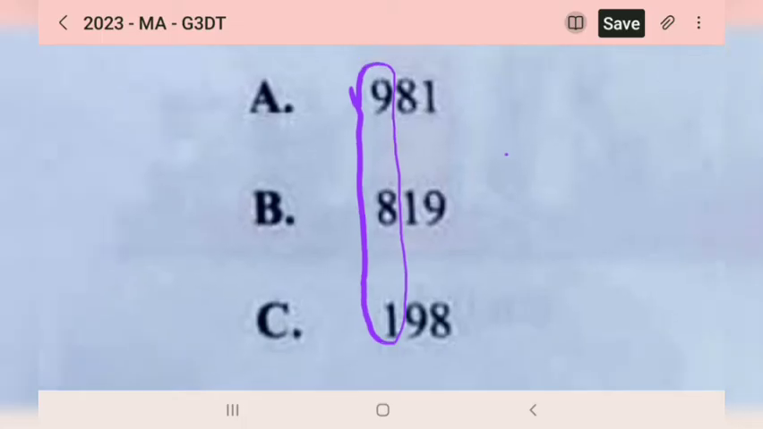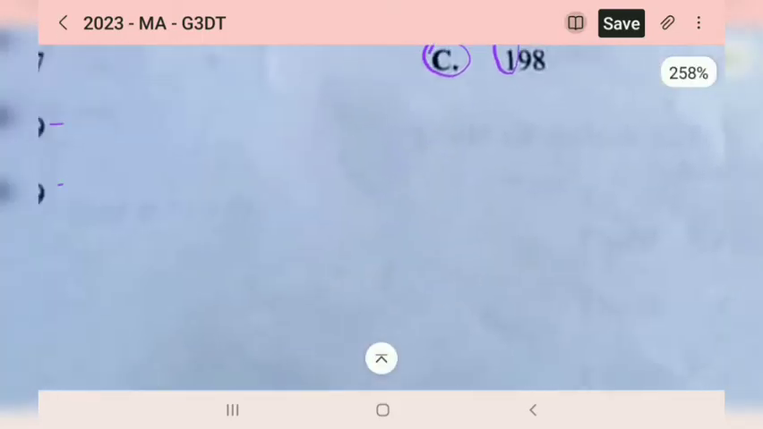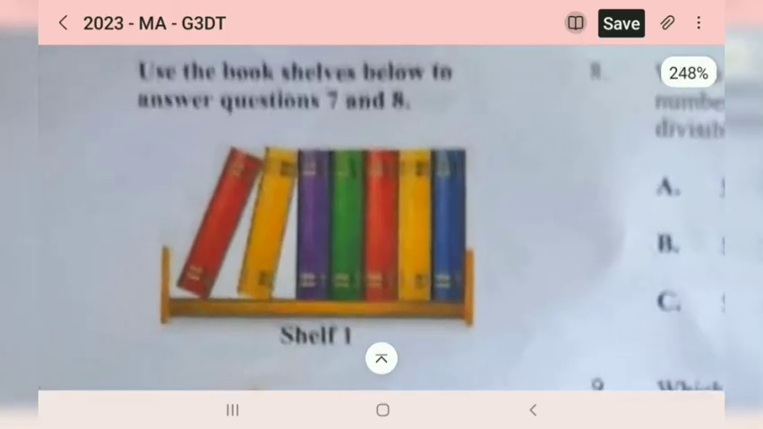Of 9, 8, and 1, which is the littlest number, the smallest number, least in value? Very good, boys. It's C. Girls, give them a hand. Good job. Moving on to, this is a little blurry, but let's see. Listen as I read if you can't see it properly. Use the bookshelves below to answer questions 7 and 8.